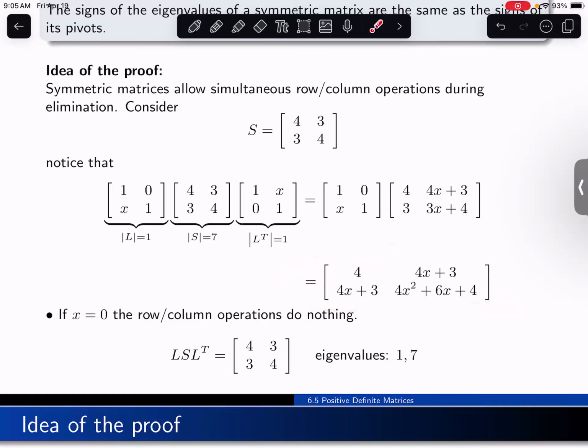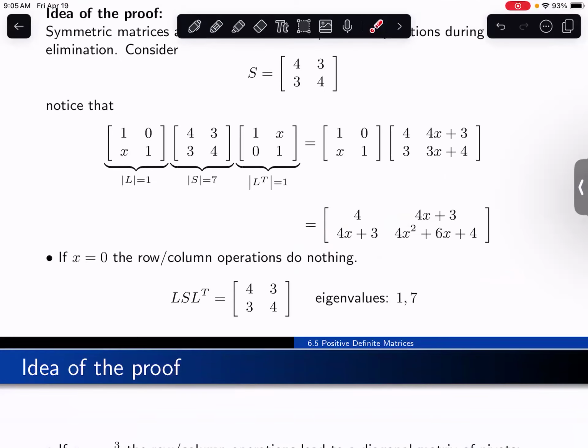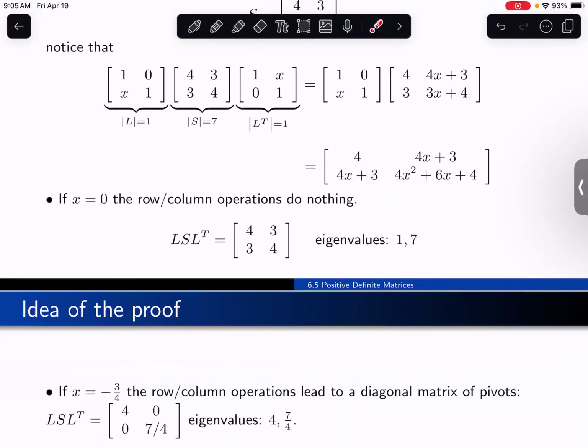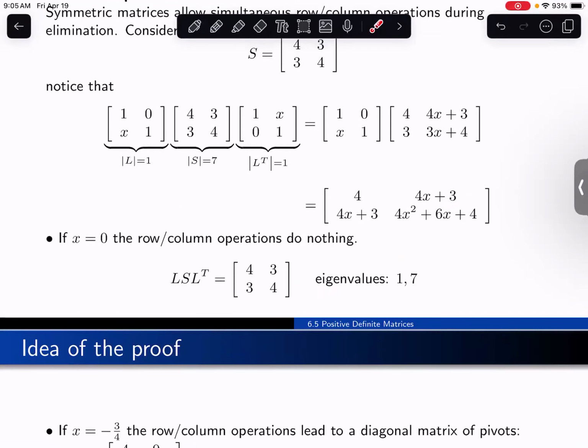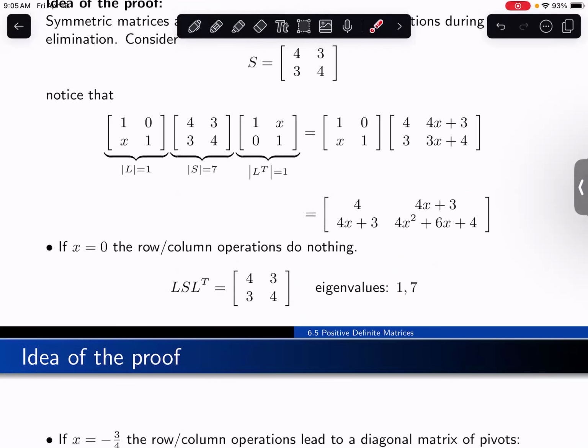And so we're going to use some ideas from calculus to prove this, or really just one idea, the intermediate value theorem. And so the idea is we're going to look at two specific x values. If we let x be equal to 0 in this equation, then we end up just getting the original matrix back. We end up just getting 4, 0 plus 3 is 3, 0 plus 3 is 3, and then 0 plus 0 plus 4 is equal to 4.